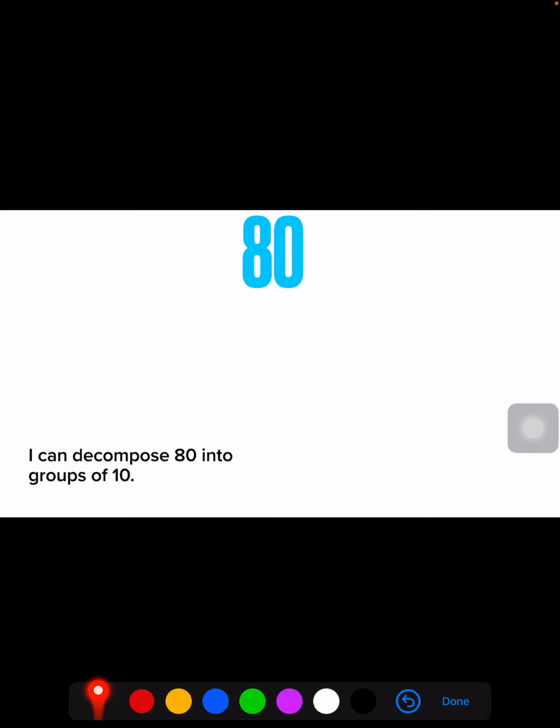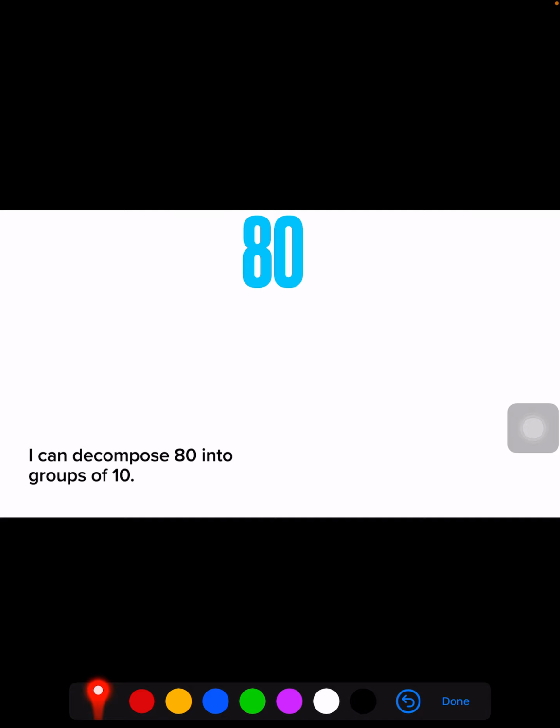We can also decompose numbers that are in standard form. The last example was in base 10 blocks, but this number, 80, is in standard form, and we can still decompose or break it into smaller pieces. Looking at the number 80, I know that I can decompose this number into groups of 10 because it's a multiple of 10. So I can break it up into pieces, groups of 10.